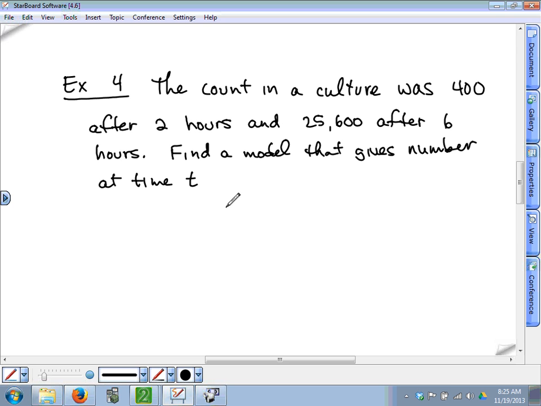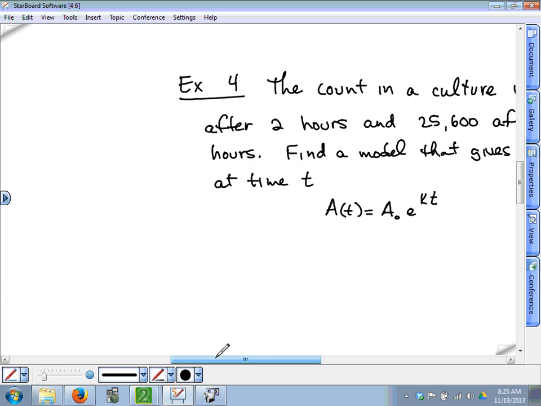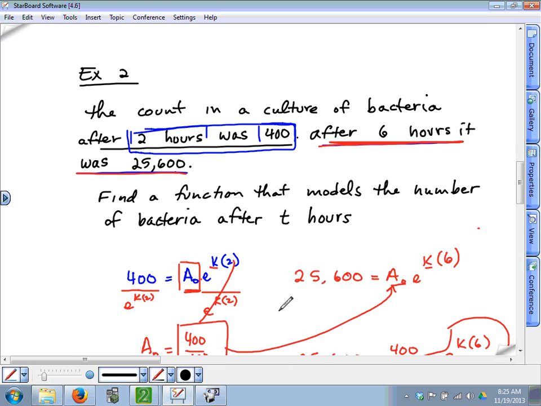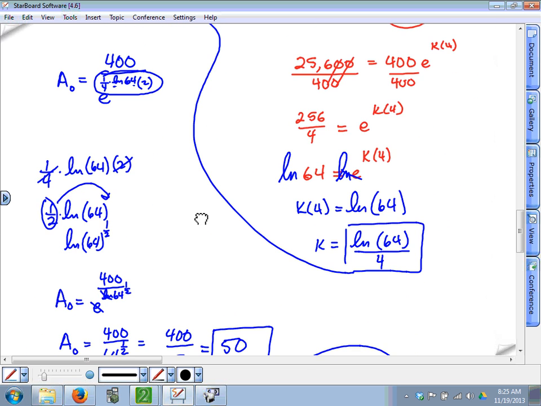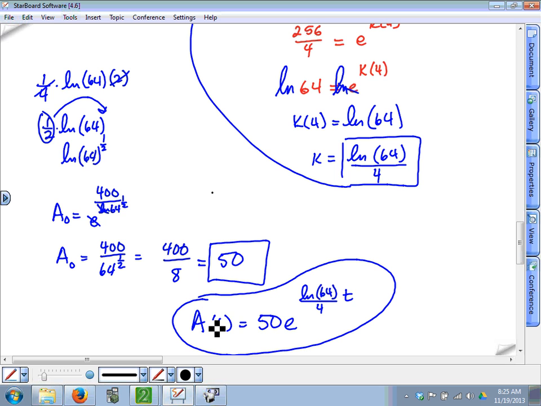Now the model needs to be patterned after this. The amount at any given time t, A of t, is equal to some initial count A sub 0 times e to the kt. That's the model that we found last time on Friday. If you forgot what it was, let me just scroll over here. Where's our model? Did we even finish this? Yeah. Oh, here it is. Our model was A of t is equal to 50 times e to the natural log 64 over 4 times t. So according to this, wasn't the initial count 50?